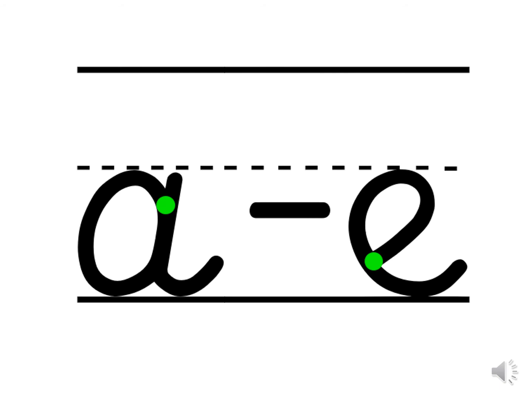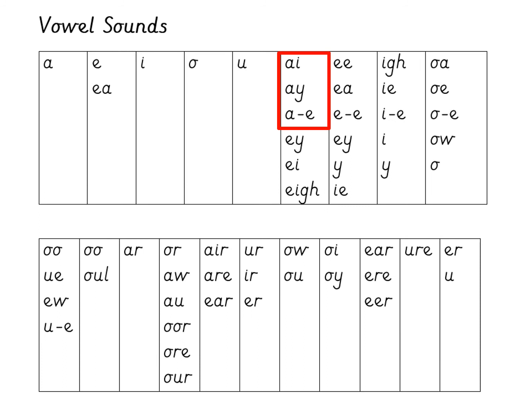I wonder, can you think of any other graphemes that represent the A phoneme? Any different ways of writing the A sound? Pause the video and write down all of your ideas, and then click play once you've done that. Did you think of any of the graphemes in the red box? These are alternative graphemes for the same phoneme, A.